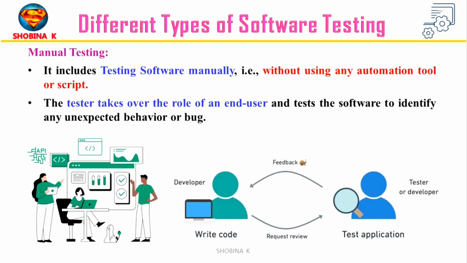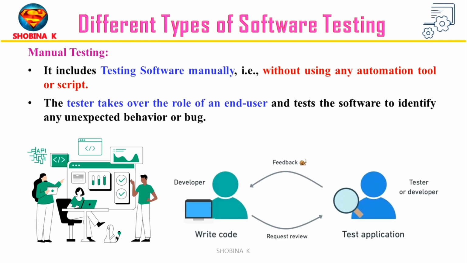Manual testing relies on human testers to execute test cases without automation tools. Here testers navigate the software manually and perform actions such as clicking buttons, entering data, and navigating menus. Here the tester takes over the role of an end user and tests the software to identify any unexpected behavior or bug.